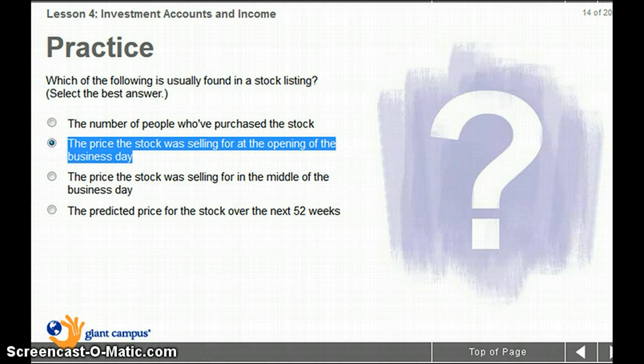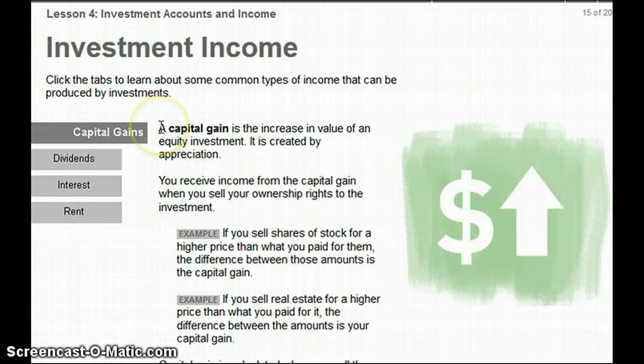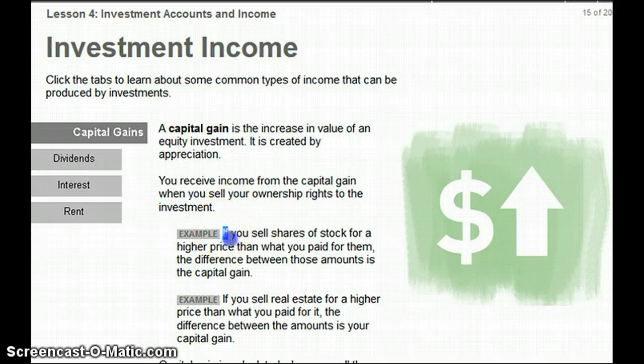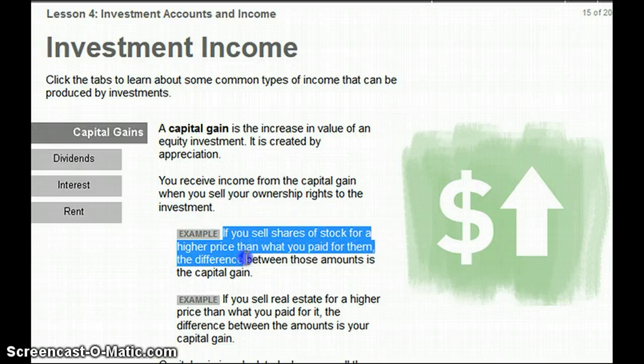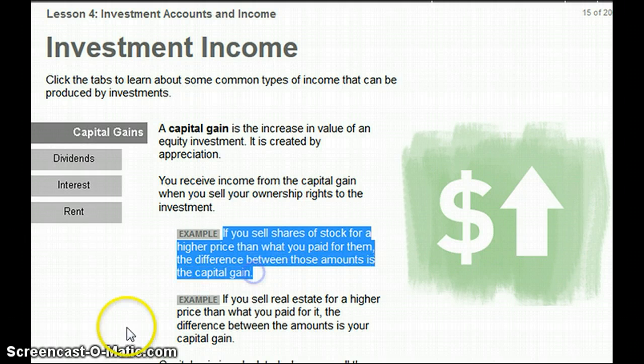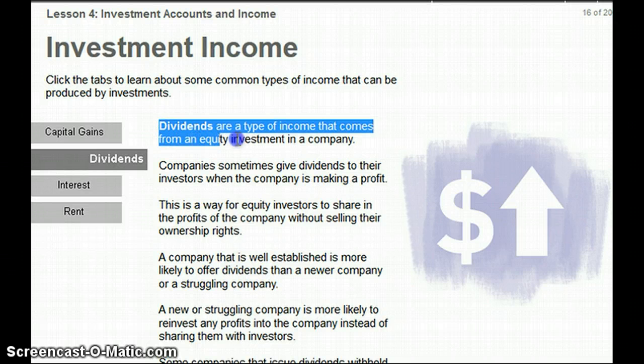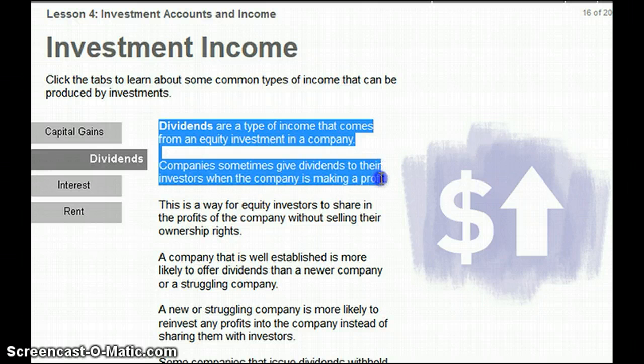Now, there is a capital gain, which is an increase in value of an equity investment, which is created by what's called appreciation. If you sell shares of stock for a higher price than you paid for them, you have a gain. Remember, some stocks have dividends, which are a type of income that comes from an equity investment. Companies sometimes give dividends to their investors when the company is making a profit.